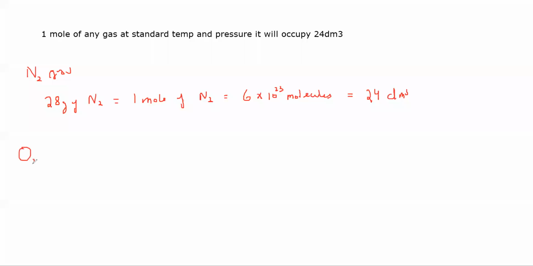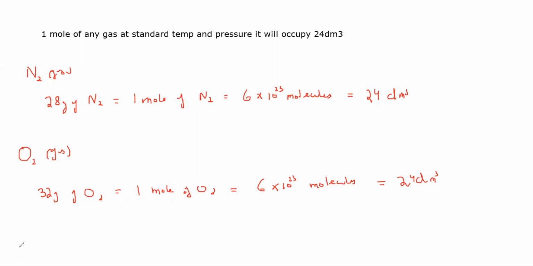If you have oxygen gas, O2, so oxygen is 16 multiplied by 2, 32. So if you have 32 grams of oxygen, it means we have 1 mole of oxygen, and 1 mole of oxygen, how many particles will be there? 6 exponent 23 molecules, because it is a molecule. And how much space, the volume, will it occupy? It will also occupy 24 dm cube.